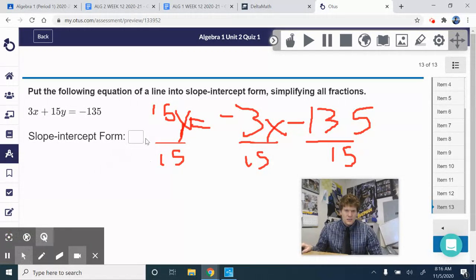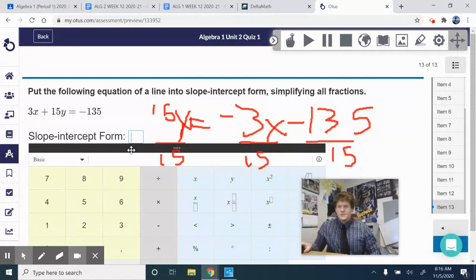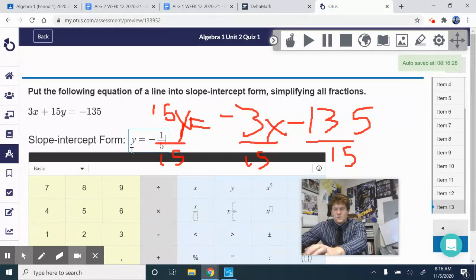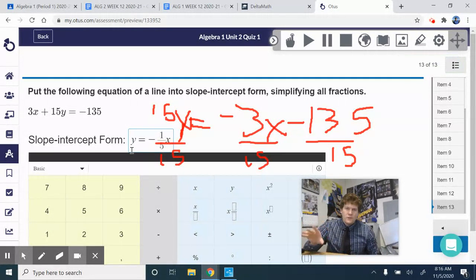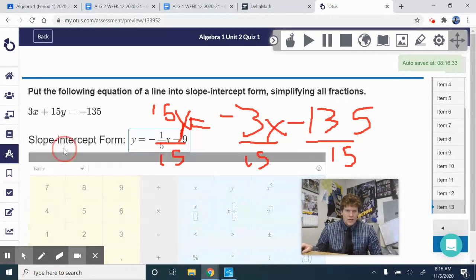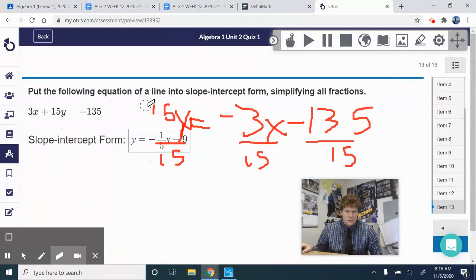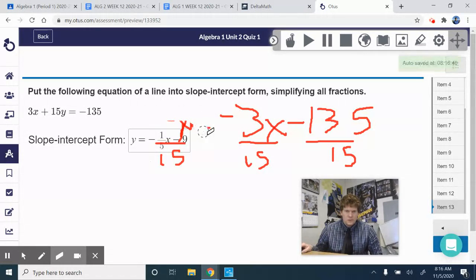For this one here, guys, 15 divided by 15 just becomes y. Negative 3 divided by 15 reduces. I get negative 1 divided by 5. Don't forget your x. Negative 135 divided by 15 is a negative 9. So our answer here, if I can erase some of this stuff so we could see it, our answer here is y equals negative 1/5 x minus 9.